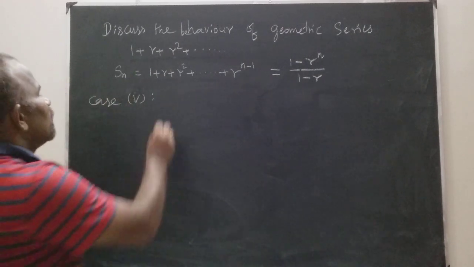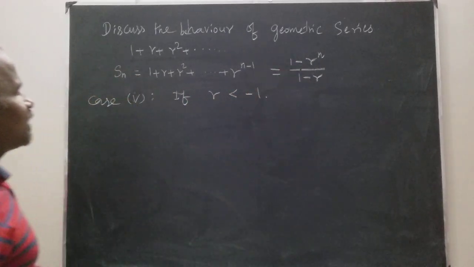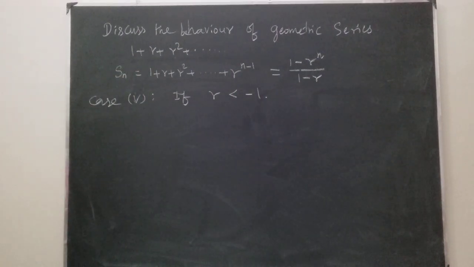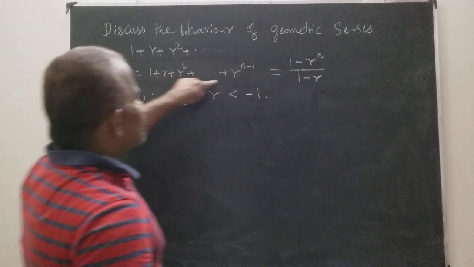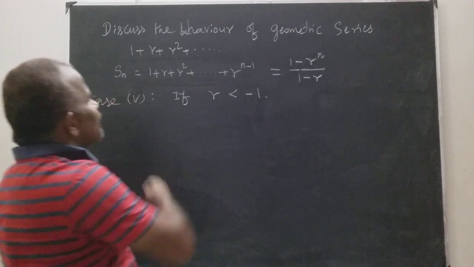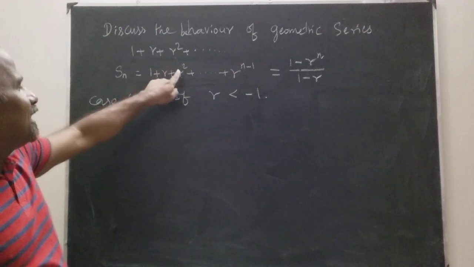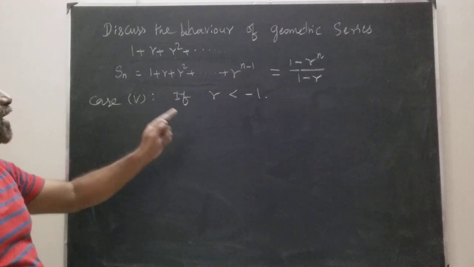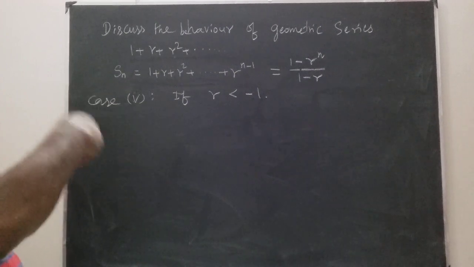Case 5, if r is less than minus 1. So, r is less than minus 1 in the sense, here, this is the sum of the series. What is the series? 1, this term is minus, this term is plus. Plus, minus, plus, minus. So, automatically, the series oscillates infinitely.